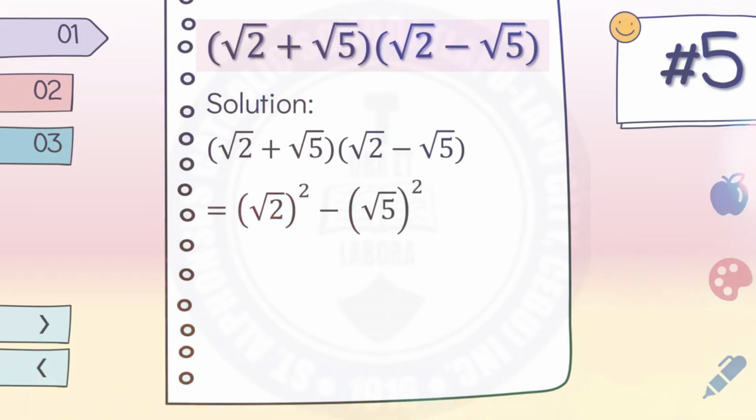The square of the square root of 2 is 2, and the square of the square root of 5 is 5. 2 minus 5, that's a negative 3. In this case, negative 3 is the final answer.